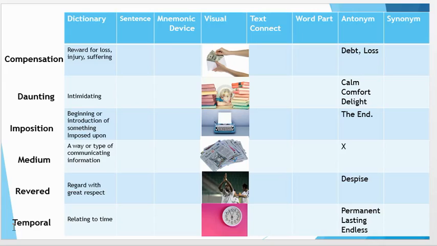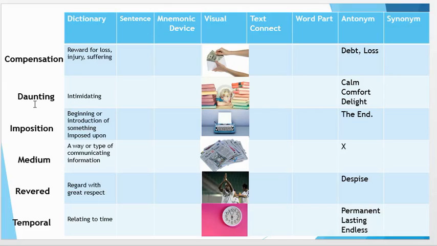So what do these words mean? Well, compensation is a reward for loss, injury, or suffering. If you take a look at the picture here, there's money being paid out, or compensation for some reason. The antonym to this, or the opposite, is debt or loss.